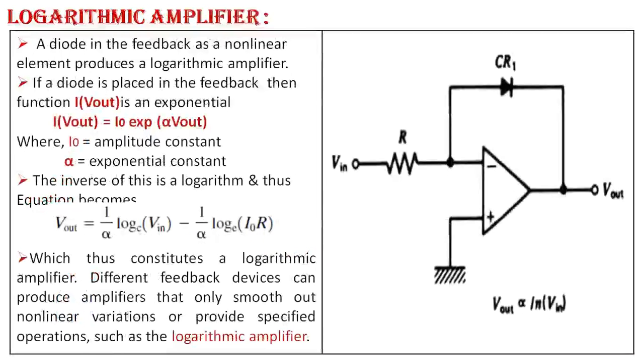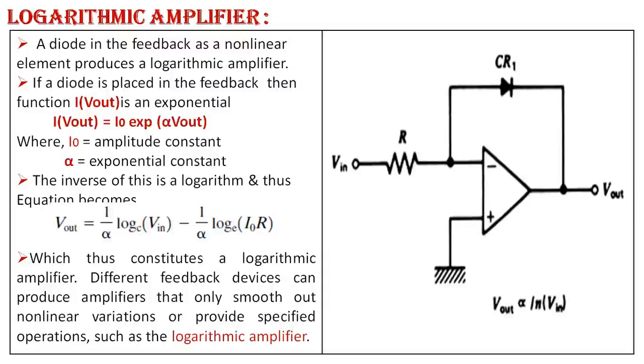Next one is the logarithmic amplifier. Here we have to use a diode as the feedback. A diode in the feedback as a non-linear element produces the logarithmic amplifier. If a diode is placed in the feedback, then the function I(Vout) is exponential. I(Vout) is equal to I0 exponential alpha Vout, where I0 is the amplitude constant and alpha is the exponential constant. The inverse of this is a logarithmic, and thus the equation becomes Vout is equal to 1 upon alpha log Vin minus 1 upon alpha log I0R. Thus, this constitutes a logarithmic amplifier.